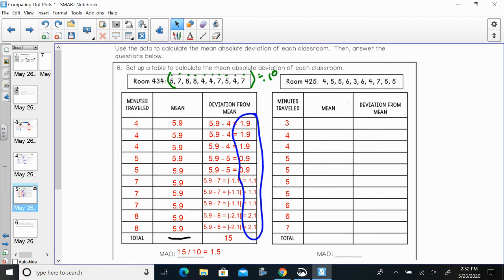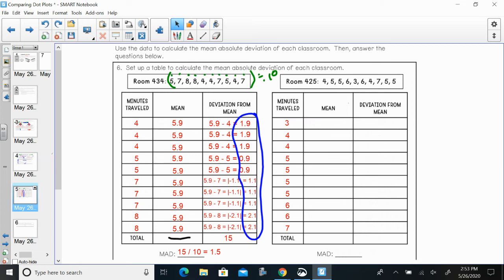All right, let me just explain that one more time. We found the mean of all of our data points. We found how far away each data point was from the mean, and then we found the mean of that. This tells us that each data point is about, or on average, 1.5 data points away from the mean for room 434. What I want you to do is find the mean absolute deviation in room 425. I'm going to pause the video, I'll let you work, and when you're ready, you can push play and the answers will reveal themselves.